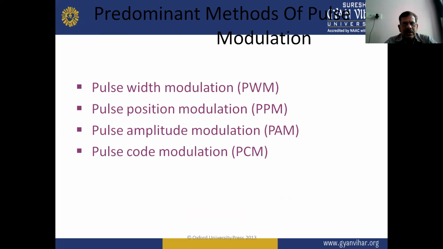Now, the predominant methods of pulse modulation. There are different pulse modulation methods. First one, pulse width modulation, PWM. Second one, pulse position modulation, PPM. Next one is pulse amplitude modulation, PAM. And pulse code modulation, PCM.